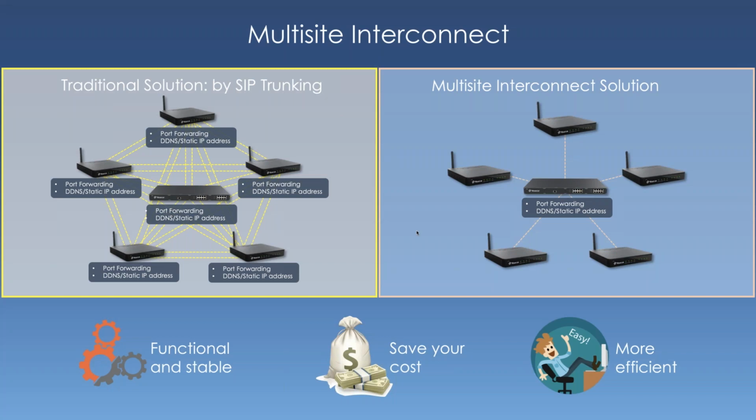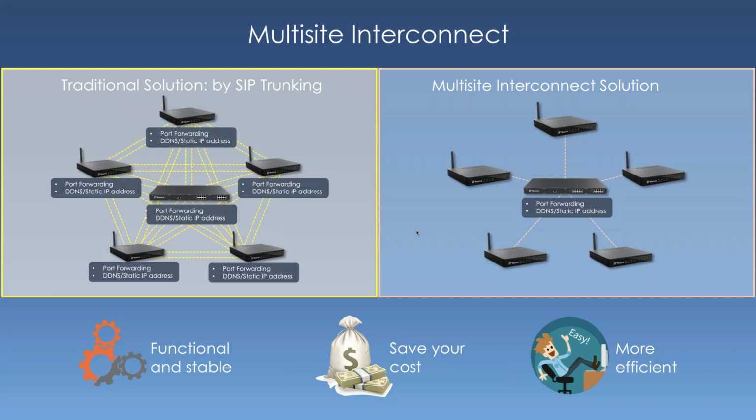And as for the static IP and port forwarding, I don't need to do lots of port forwarding for those branch offices. I just need to set the port forwarding for my headquarters system. Make sure my headquarters system can be accessible for those branch offices. That's all I have to do. And for those branch offices, nothing special. They just need to get connected with the public network, so they will be able to get connected with the headquarters. That's pretty easy.